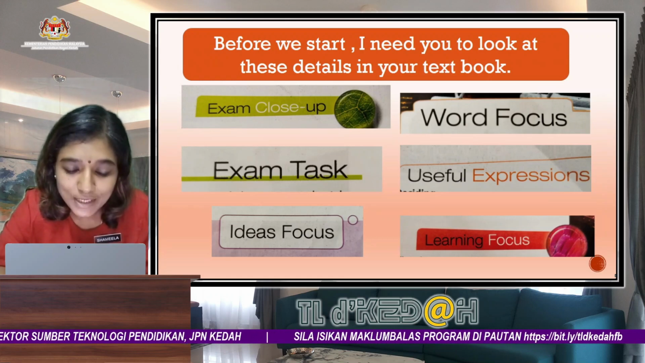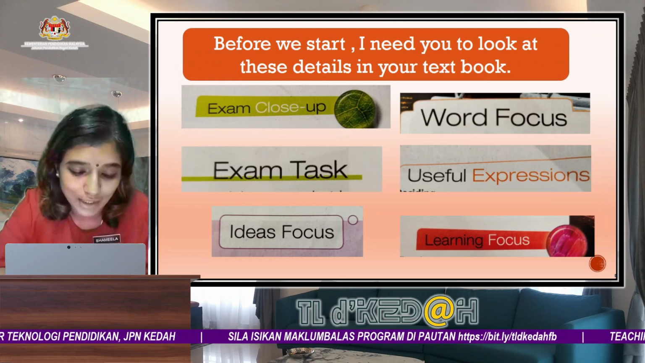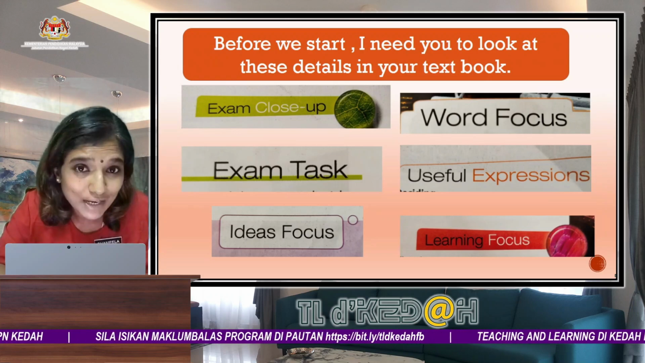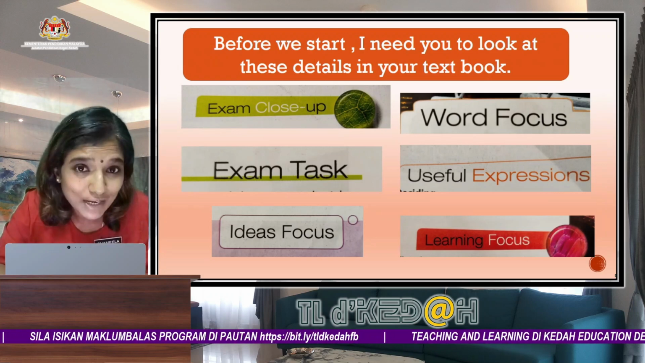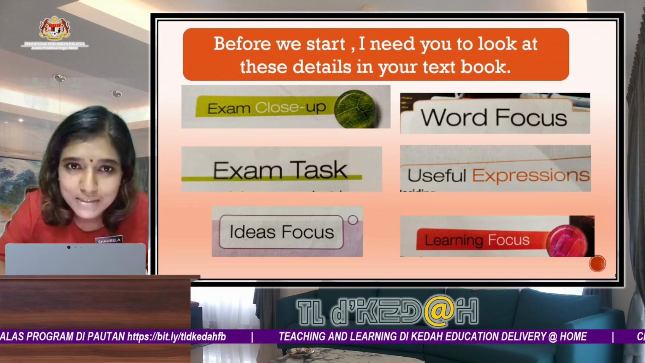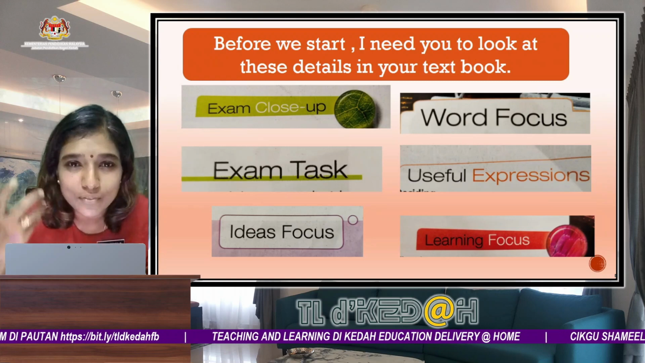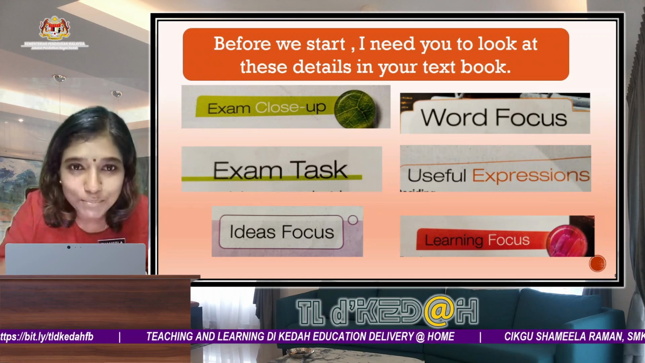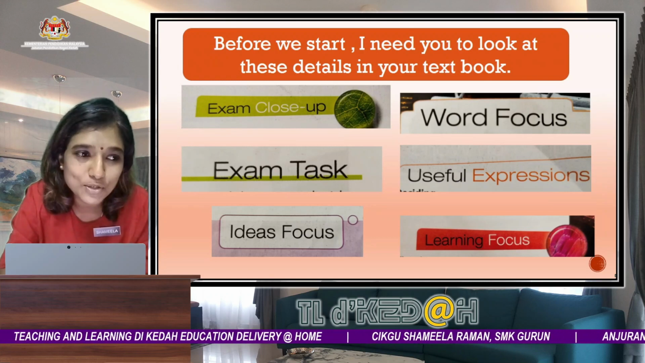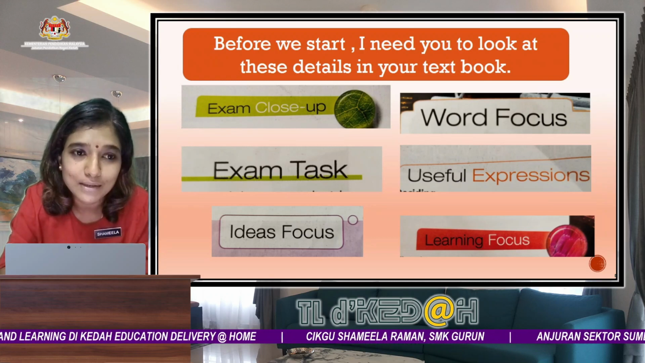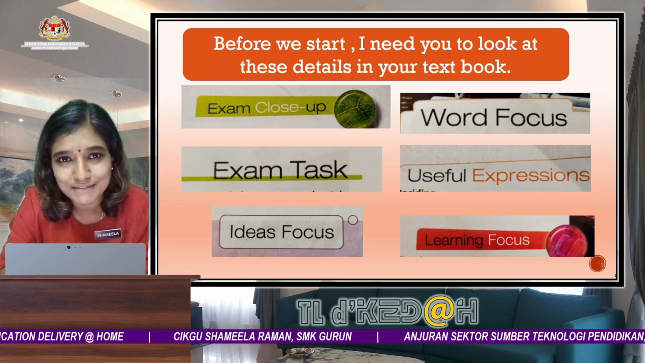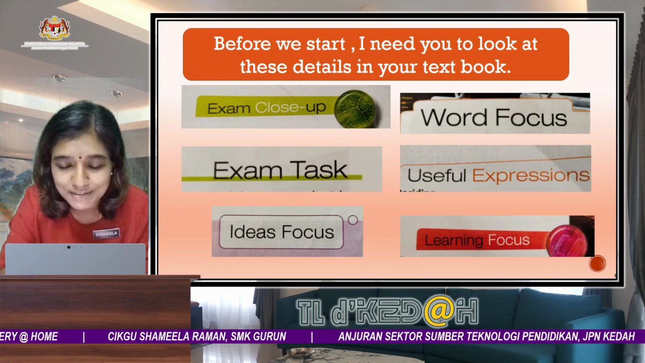Next we have Ideas Focus. It's actually the same. Just now we had Word Focus, and this is Ideas Focus, where the focus is on ideas. I love this because they have questions to make you think beyond the text, beyond the details we have in the book. It keeps you on your track to think and find out about more things. The questions are very interesting.